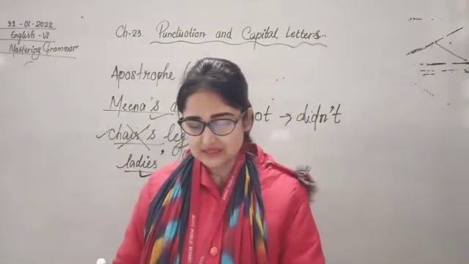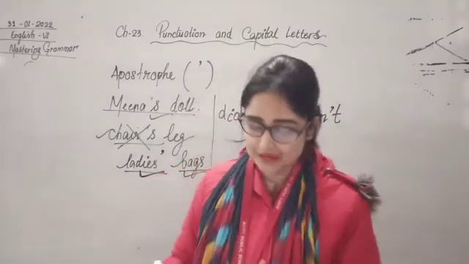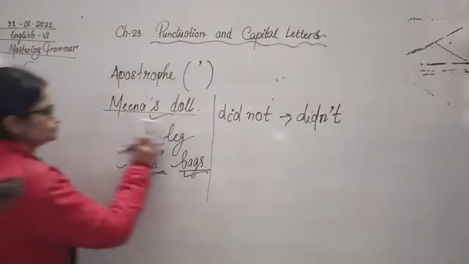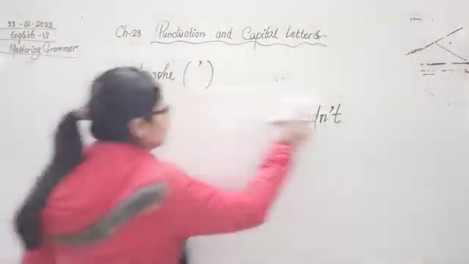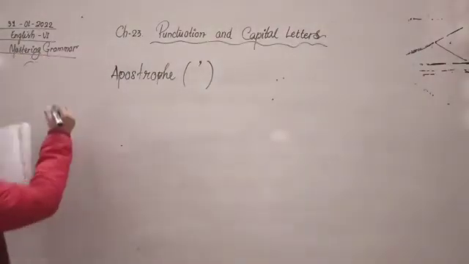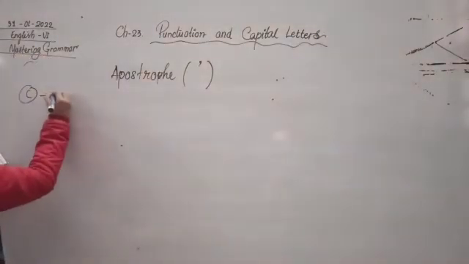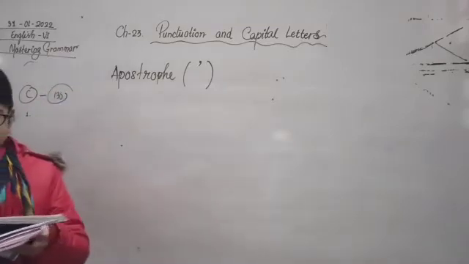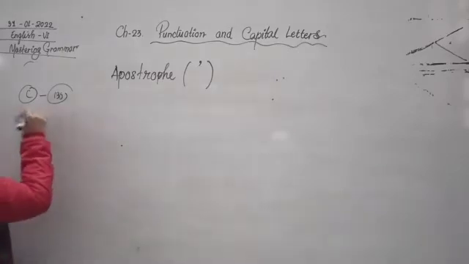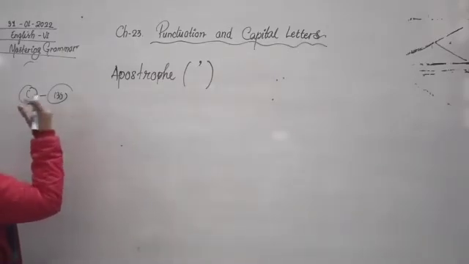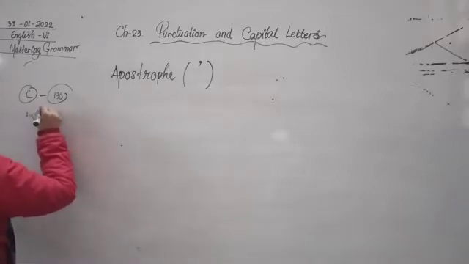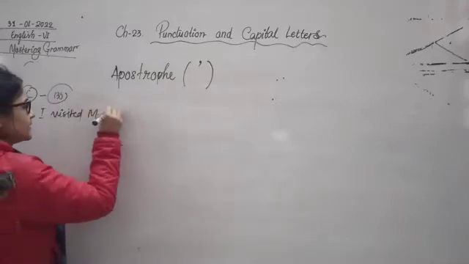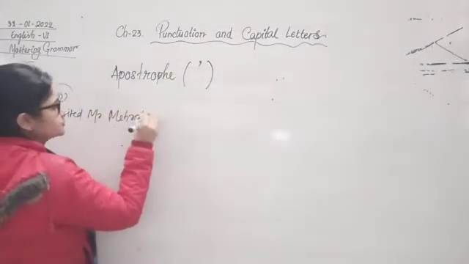Read the following sentences and insert apostrophe wherever required. So this brings us to exercise C. Let's do it. So exercise C, this is on page number 130, number 1. I visited Mr. Mehra's shop. Mehra's cannot be plural, children, it means Mr. Mehra's shop. So we are going to write, I visited Mr. Mehra's, apostrophe S, shop.